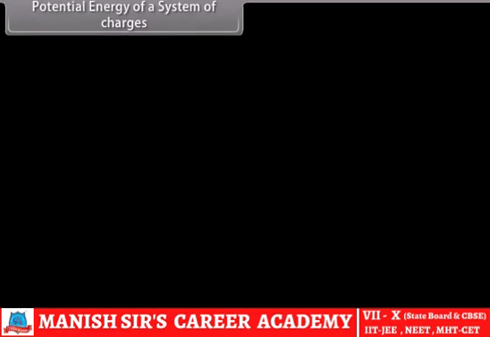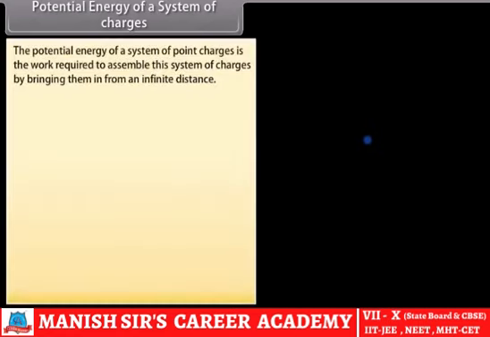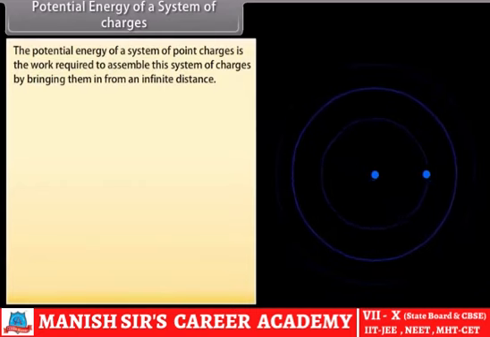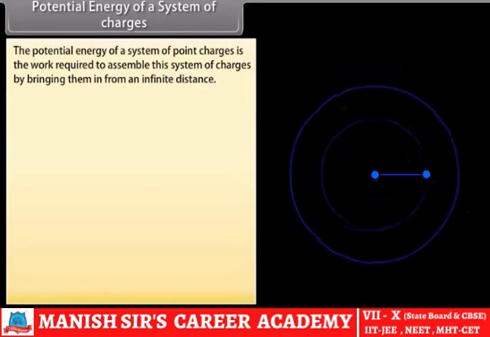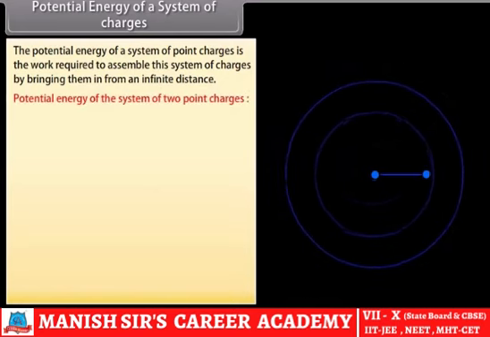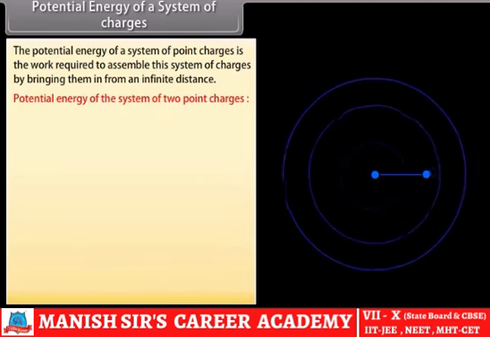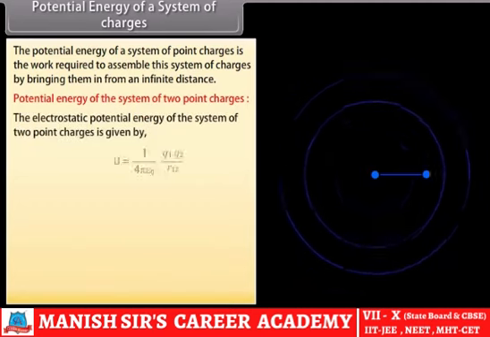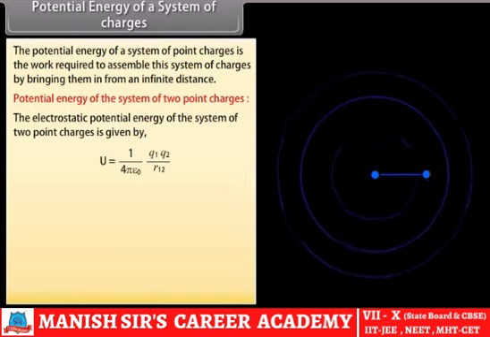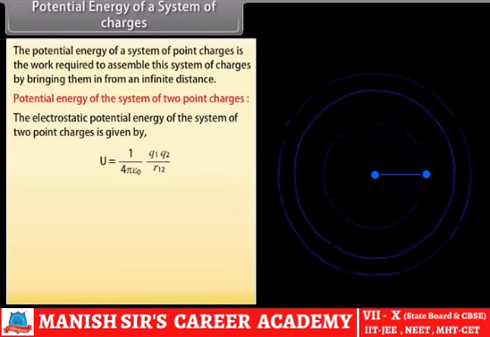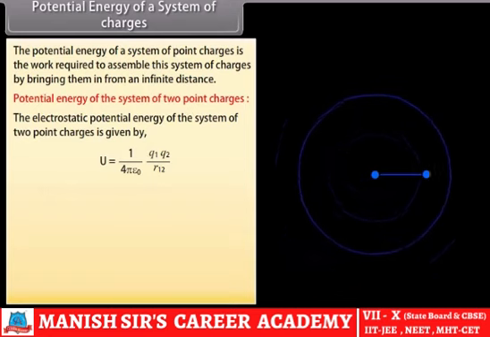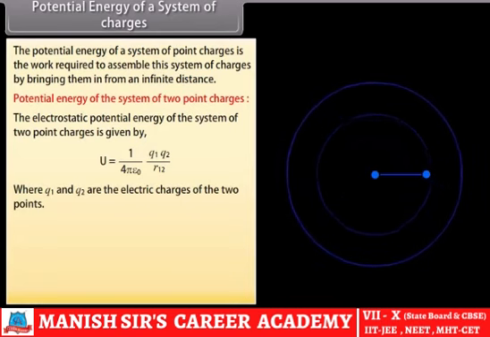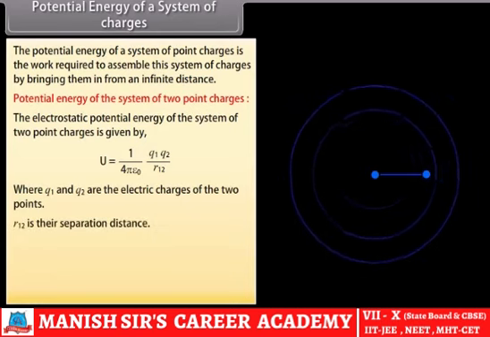Potential energy of a system of charges. The potential energy of a system of point charges is the work required to assemble this system of charges by bringing them in from an infinite distance. Potential energy of the system of two point charges. The electrostatic potential energy of the system of two point charges is given by U as 1 upon 4 pi epsilon naught multiplied by Q1 Q2 upon R12, where Q1 and Q2 are the electric charges of the two points. R12 is their separation distance.